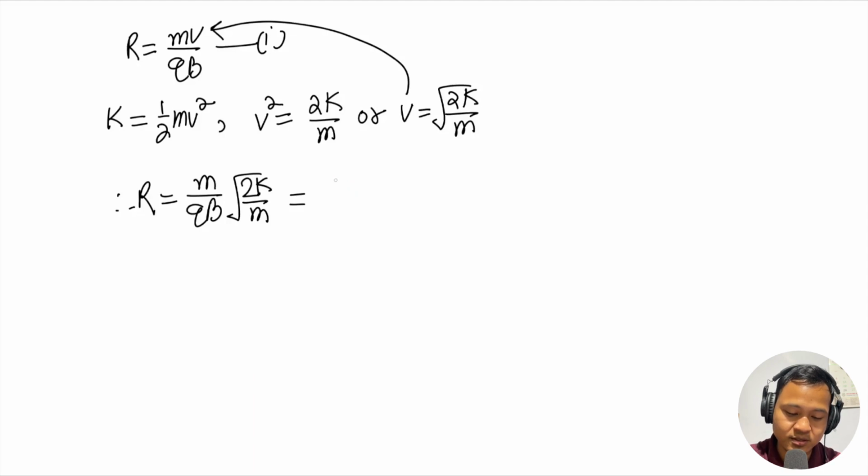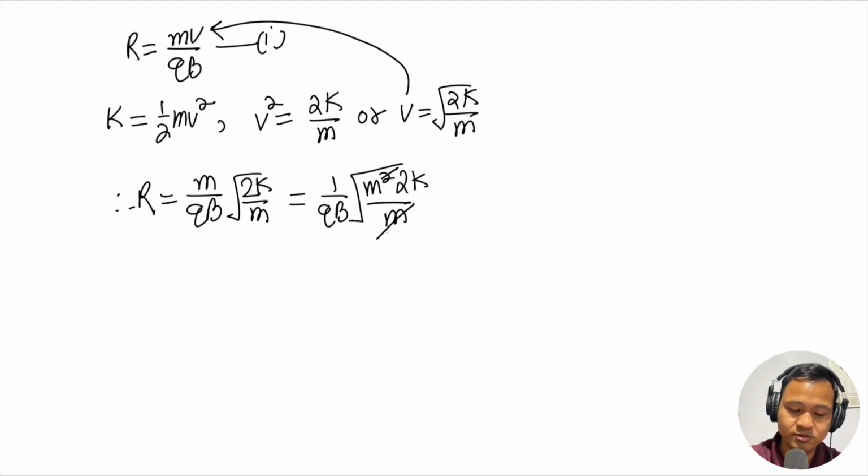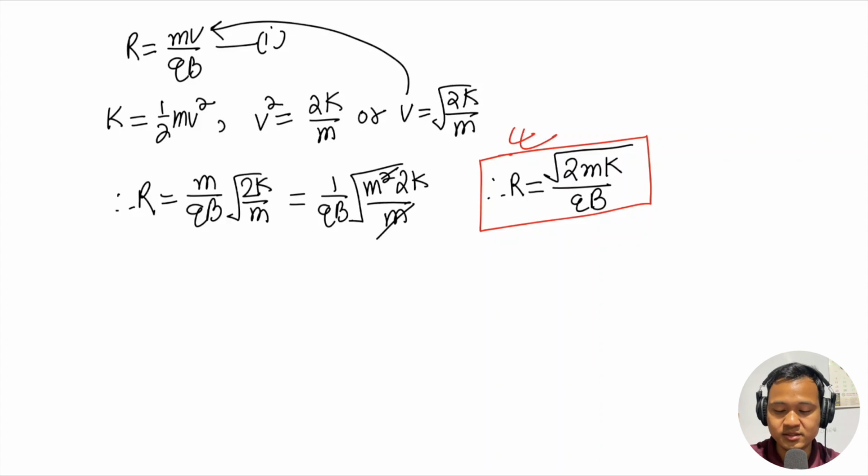So here I have 1 by qb, and m goes inside the root as m squared. So 2k by m, and m gets cancelled out. So finally radius is equal to root of 2mk by qb. Okay, that is in terms of kinetic energy.